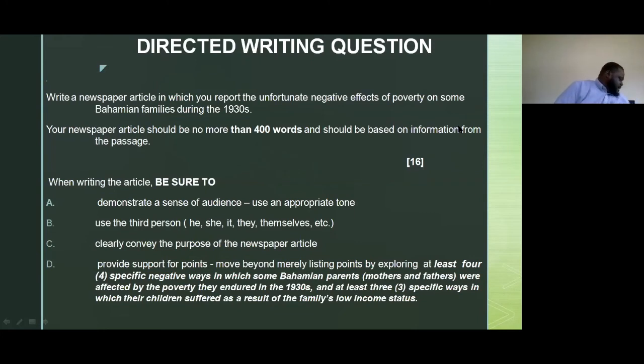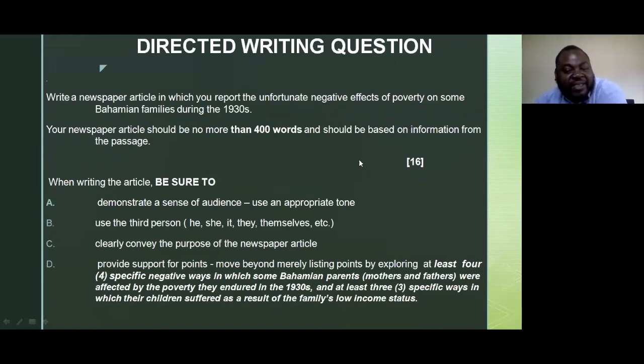Now, I want to point out, we have about 4 minutes remaining. I want to point out a quick tidbit here to help you, it's an estimation and it's not absolute. This question is worth 16 marks, right? They want you to write a 400-word essay, which is an article. Now, remember those style points that I spoke about? Your content point is going to be the 4 specific ways that Bahamian parents were affected. If you notice, they gave you 2 sets of people. That's mothers and fathers. How did the poverty affect the mothers? How did the poverty affect the fathers?